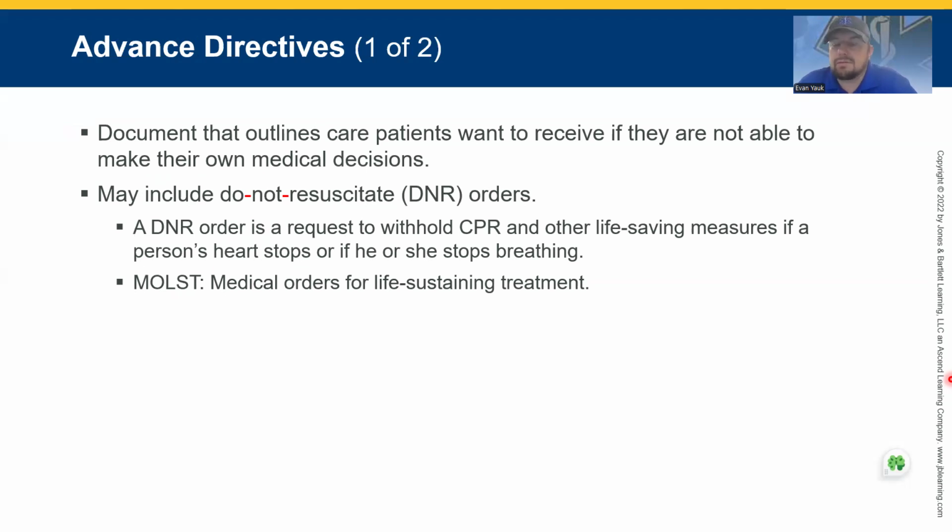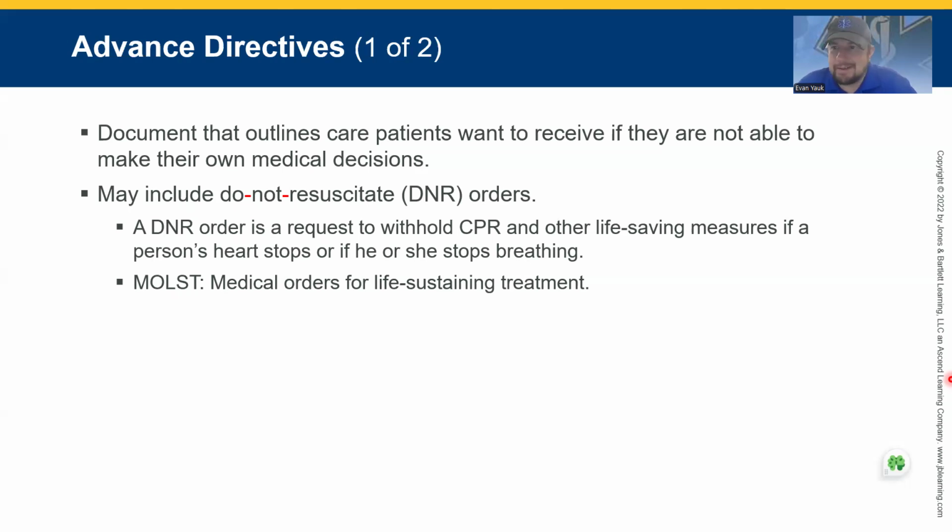Some people don't want a feeding tube, but they do want to be given oxygen or they do want pain relief. So it's a written order on what they would like if they can't make the decision at the time. It may include a DNR or do not resuscitate order. A DNR order is a request to withhold CPR and other life-saving measures if a person's heart stops or if he or she stops breathing.